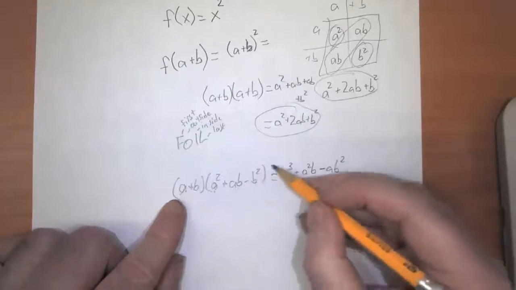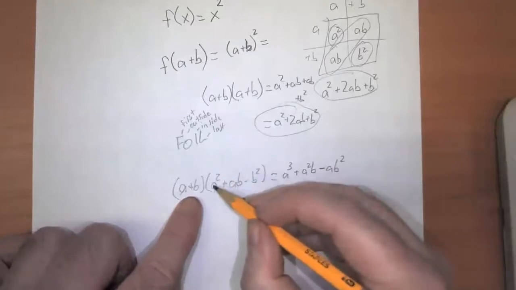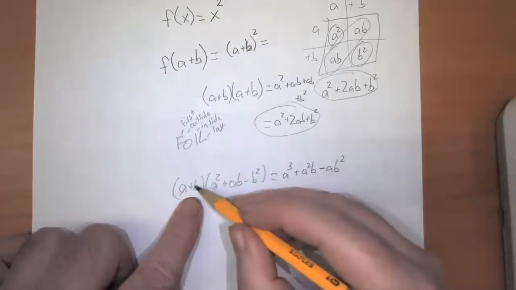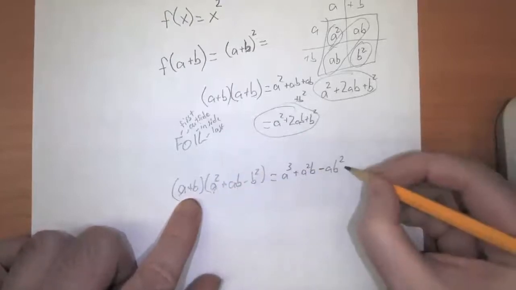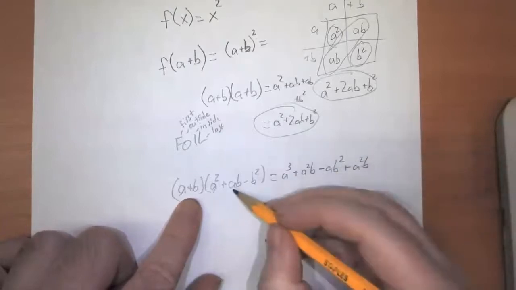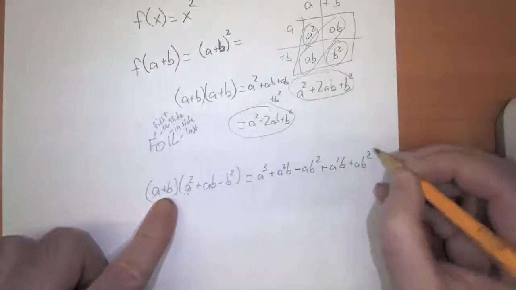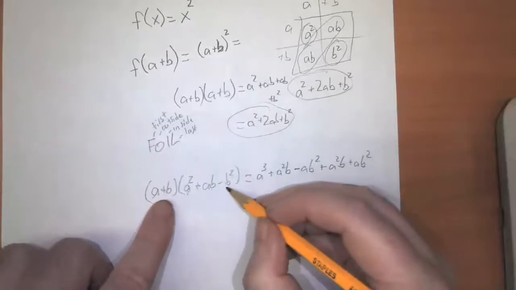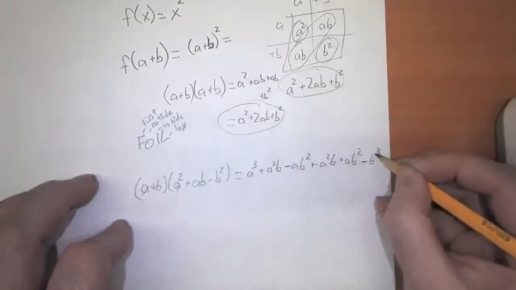And now that I've finished the second polynomial, I'm going to switch to the next term of the first polynomial and go back to the beginning of the second polynomial. B times a squared, I want to keep my letters in alphabetical order, so that's going to be plus a squared b. B times ab is positive ab squared. And b times negative b squared is negative b cubed.